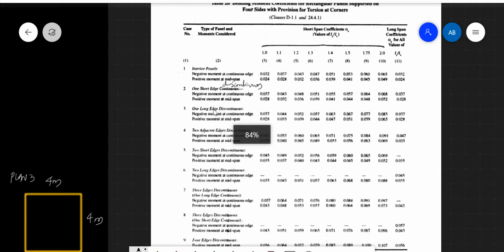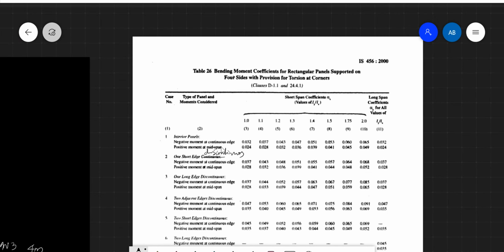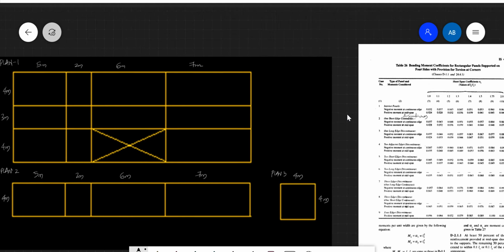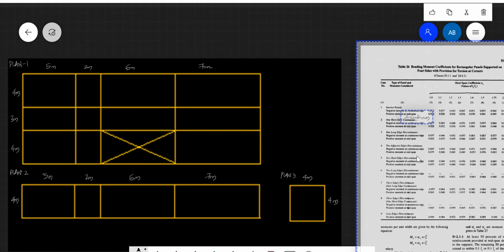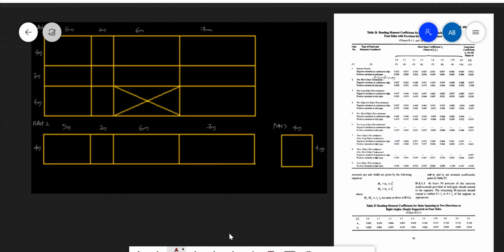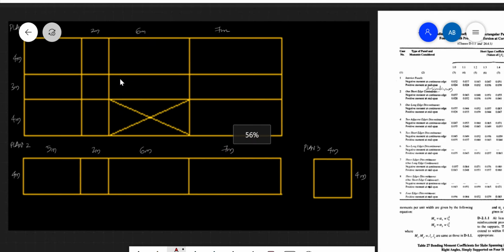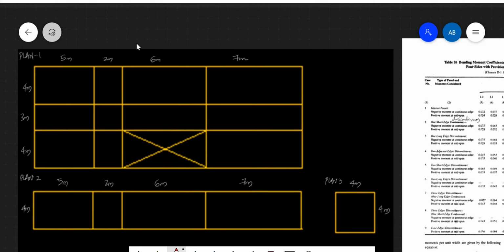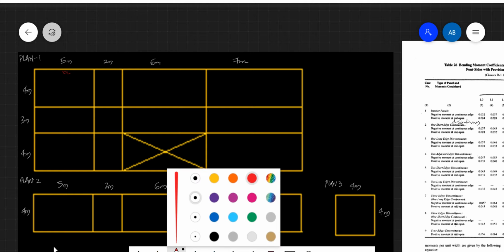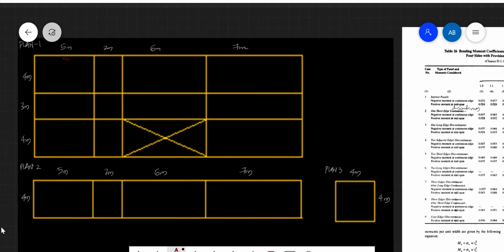So you can see the panels, interior panel. Interior panel means the 4 edges will be discontinuous. If I'm writing here, with respect to this plan, I could say this edge is discontinuous, because there is no continuity, it's not continuing further, it's getting finished here. That is called a discontinuous edge.